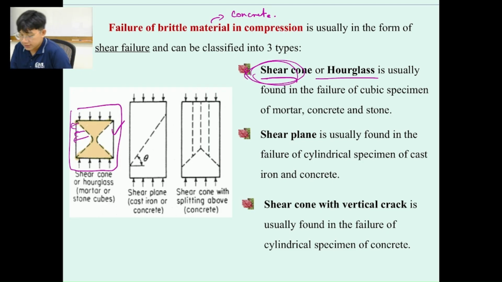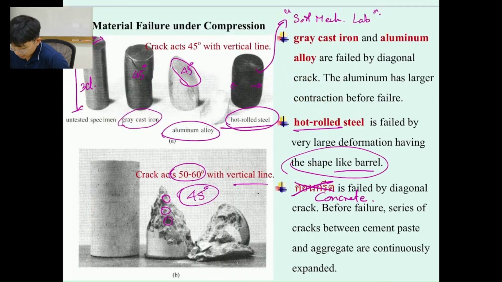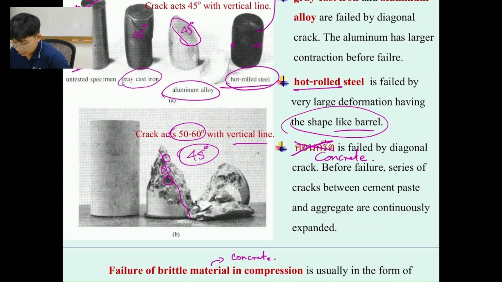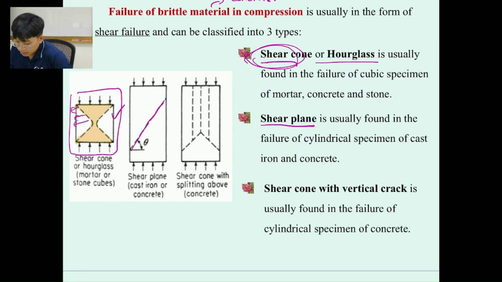We call it shear cone. And the second one is going to be shear plane, like 45° like this. For example, like this, it's going to be in this plane. And the second one, it can go down here and then break apart, and then just be left with the modern shape like this. Okay, so we call it shear cone with vertical crack, and this one is shear plane.